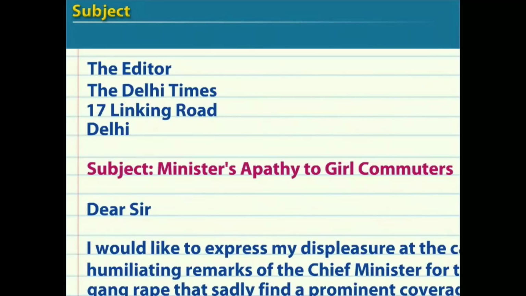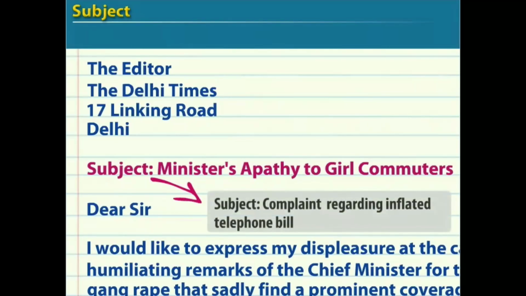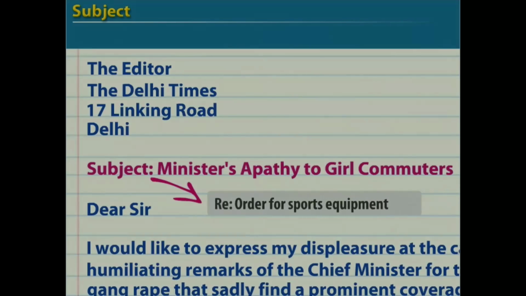Keep the subject short and crisp, not more than 6 to 8 words. The subject must be very specific in stating the purpose of writing. For example, subject, request for leave. Subject, complaint regarding inflated telephone bill. Subject, order for sports equipment. You can also substitute subject with reference.